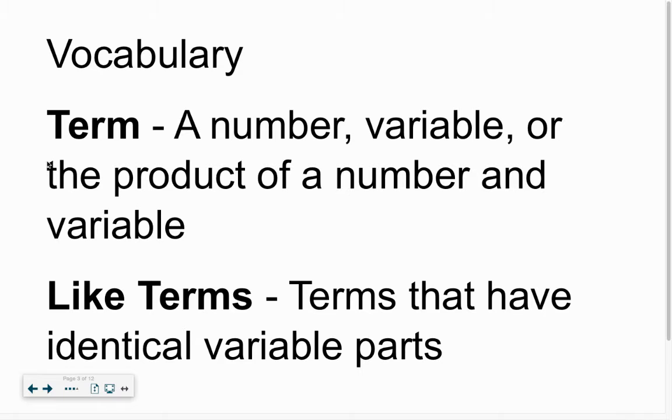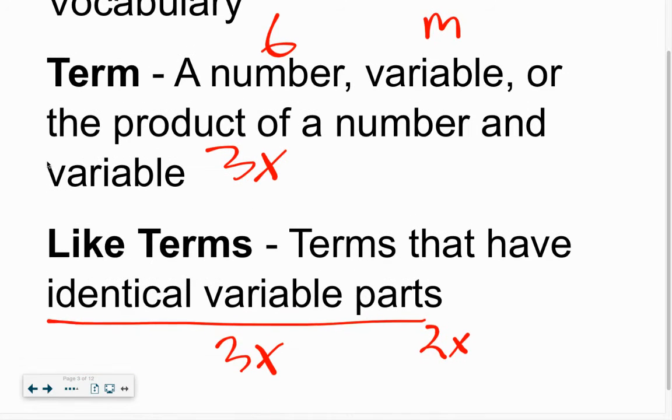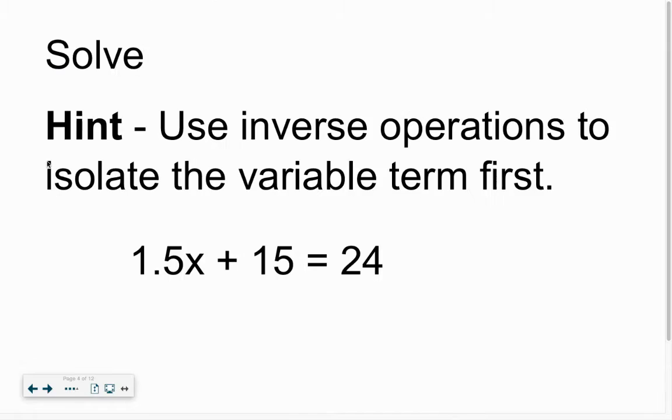A term is a number, say 6. A variable could be m, or a product of a number and a variable, say 3x. That's just a term. It's anything in the equation. Like terms have the identical variable parts. So they have 3x and 2x. They have the same variable with the same power on it.